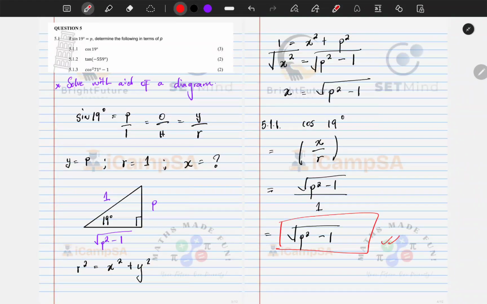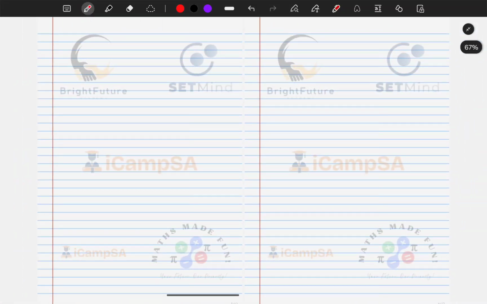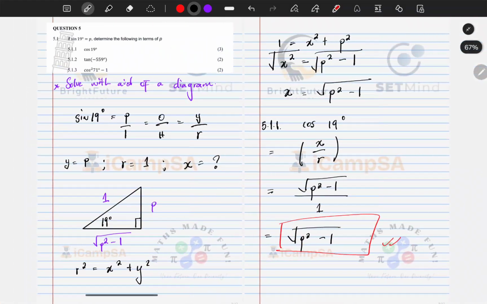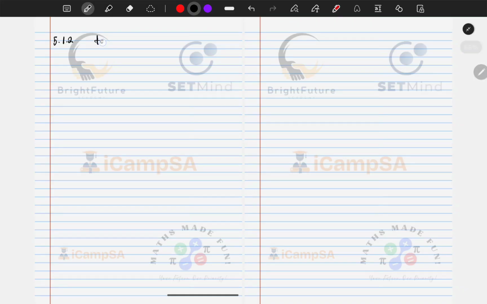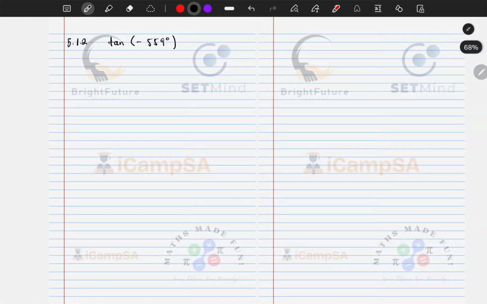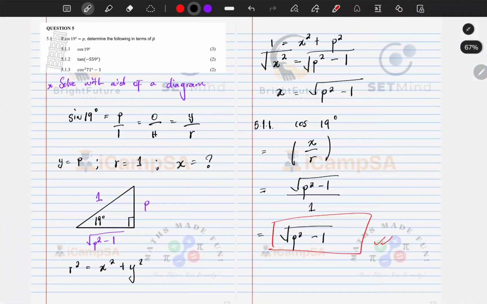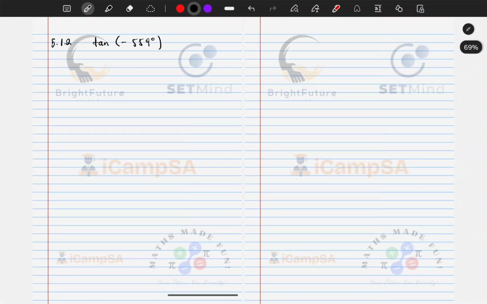Right? So now let's look at question 5.1.2. I guess it's safe to say we can move to the other side. So for question 5.1.2, what they want is tan of negative 559 degrees, right? Yeah, it's tan negative 559.